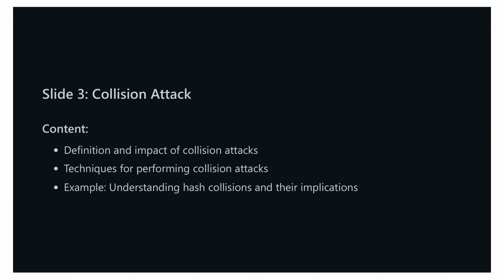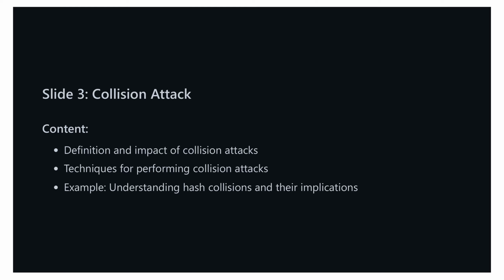In our last slide, we discussed brute force attacks, looking into their definitions, the techniques used, and even demonstrated an example using Hydra to brute force login credentials. Now, let's move on to our current topic, collision attacks. So, what exactly is a collision attack? Simply put, a collision attack occurs when two different inputs produce the same hash output. This can be particularly devastating because an attacker can substitute a malicious input for a benign one without detection.